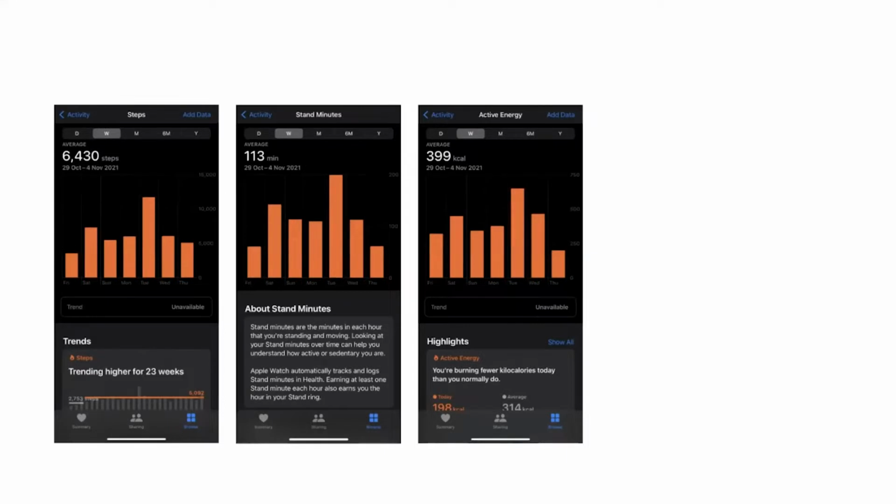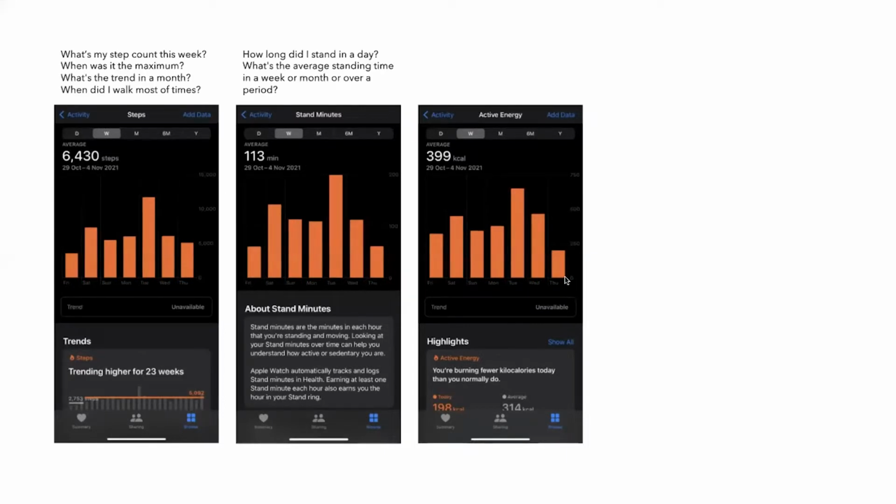It answers a specific set of questions that I might have, like what's my step count in a week? When was it maximum? What's the trend in a month? When did I walk the most? How long did I stand in a day? And what's my average standing time in a week? And how many calories did I burn? So all of these visualizations answer a specific set of questions that I might have.